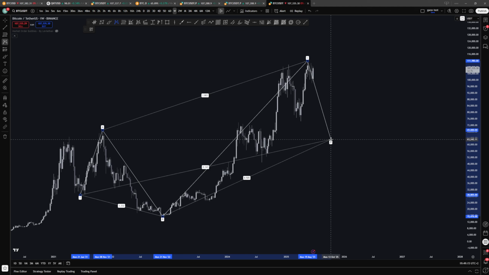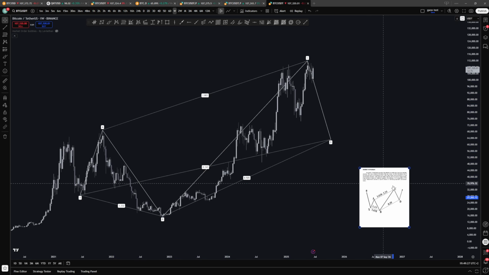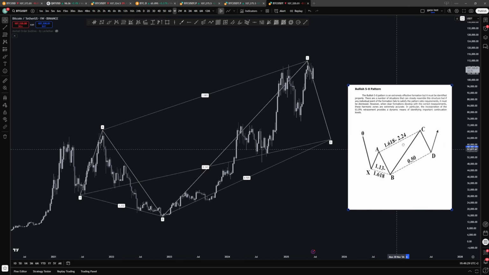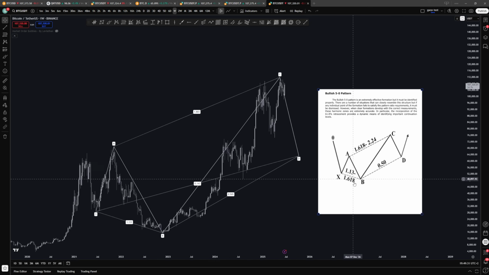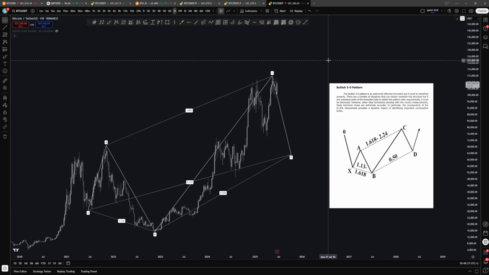Just like that. For those of you that know this pattern, because some people that might have just started with harmonics and are trying to trade them are like, wait, that doesn't even look like a harmonic. This one right here, it's a bullish 5-0 pattern. This is essentially the other side of a shark. That's also why sharks look so different than the other harmonics.